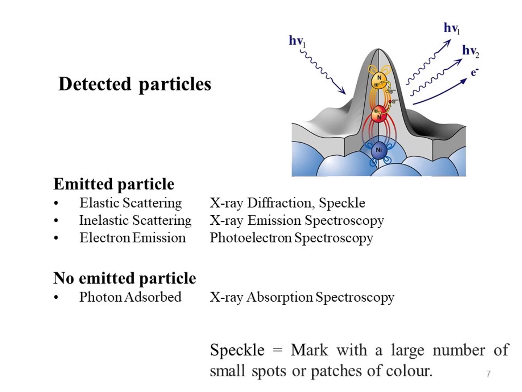Then inelastic scattering results in X-ray emission spectroscopy. Electron emission results in photoelectron spectroscopy. And when there is no emitted particle, meaning the photon is absorbed, it results in X-ray absorption spectroscopy.